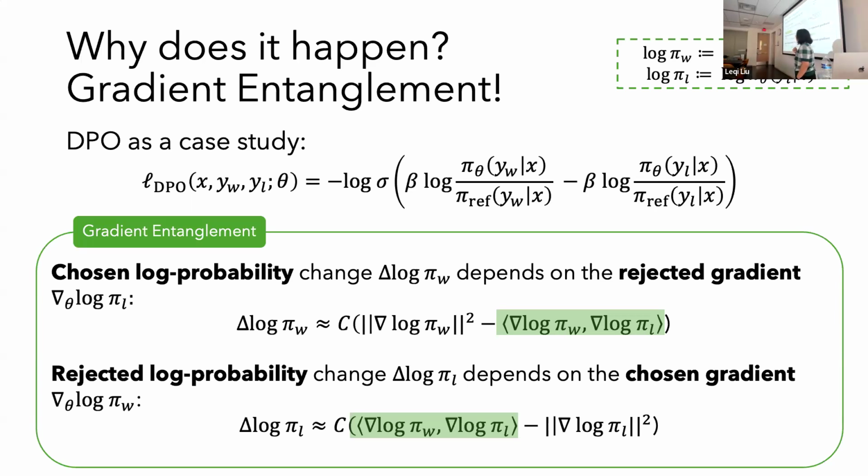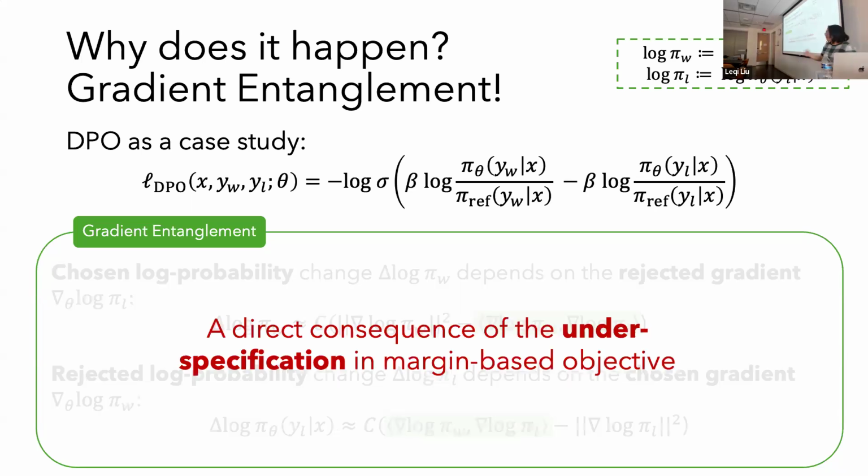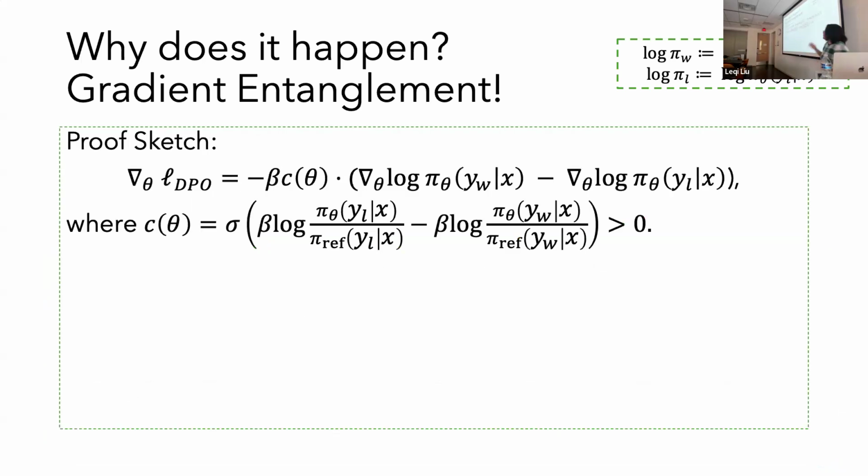It turns out that if we use first order approximation, we can see that the change in the chosen log probability depends not just on the chosen log probability's gradient, it depends on both the chosen gradient and the rejected gradient. Similarly, the change in the log probability of the rejected depends on both the chosen and the rejected gradient. This is a direct consequence of the underspecification in the objective. Why is that the case? I think to this audience it's probably very obvious.